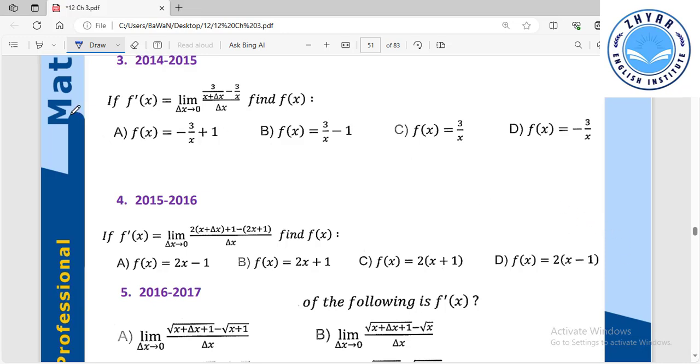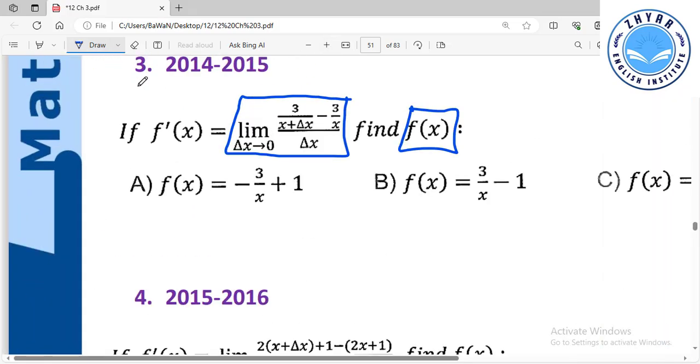Question 3. The question says derivative or f prime is equal to this limit. What is f(x)? I have this limit. This limit is derivative. How can I get f(x)? Let's zoom this. The part containing x plus delta x, if I just write x instead, I will get 3 over x. So 3 over x is the function.